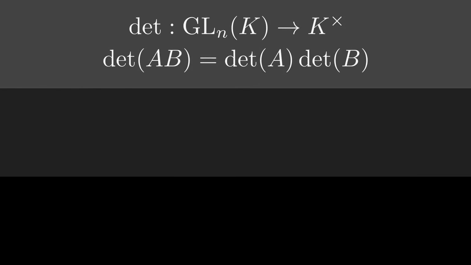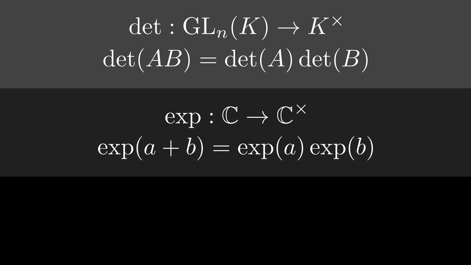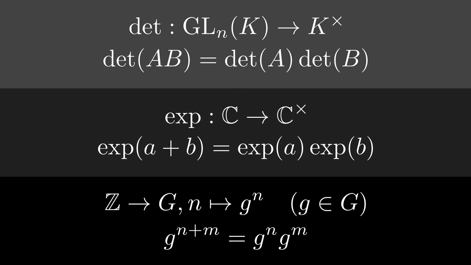We know that the determinant is multiplicative, meaning it turns matrix multiplication into multiplication of numbers. This makes it a group homomorphism from the general linear group of matrices to the multiplicative group of a field. Another example is the exponentiation map, which converts addition into multiplication. Specifically, it defines a homomorphism from the complex numbers under addition to the non-zero complex numbers under multiplication. For any group, there's always a homomorphism from the integers into that group which maps each integer to the corresponding power of a given element.